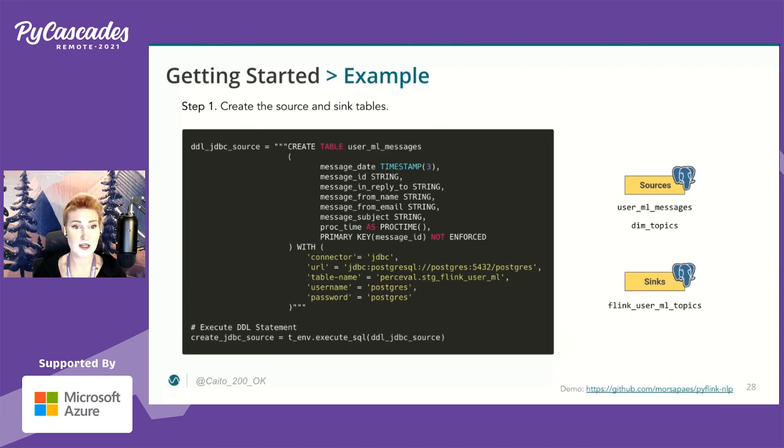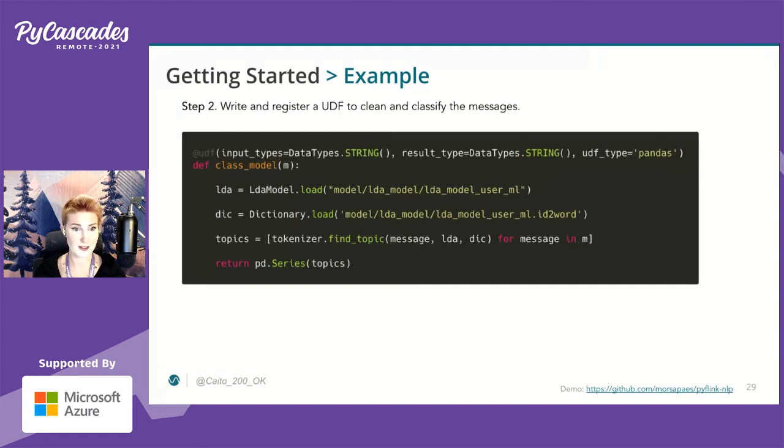And more specifically, there's a base table with historical data for that mailing list and a dimension table in order to look up the topic descriptions. The second step is to clean and label the messages, and this involves writing a UDF for that purpose.